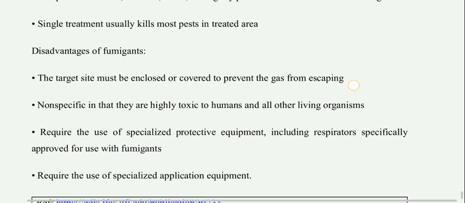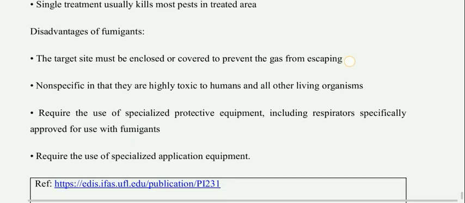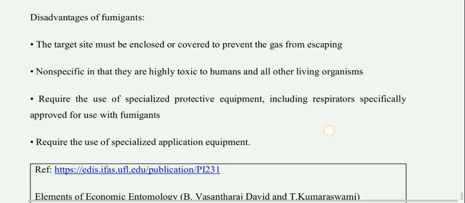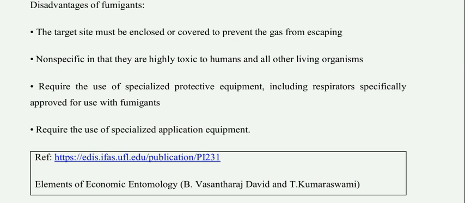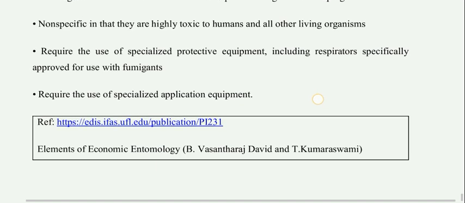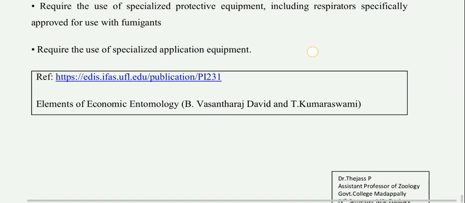Disadvantages of fumigants: the target site must be enclosed or covered to prevent the gas from escaping. Non-specific in that they are highly toxic to humans and all other living organisms. They require the use of specialized protective equipment, including respirators specifically approved for use with fumigants, and require the use of specialized application equipment.